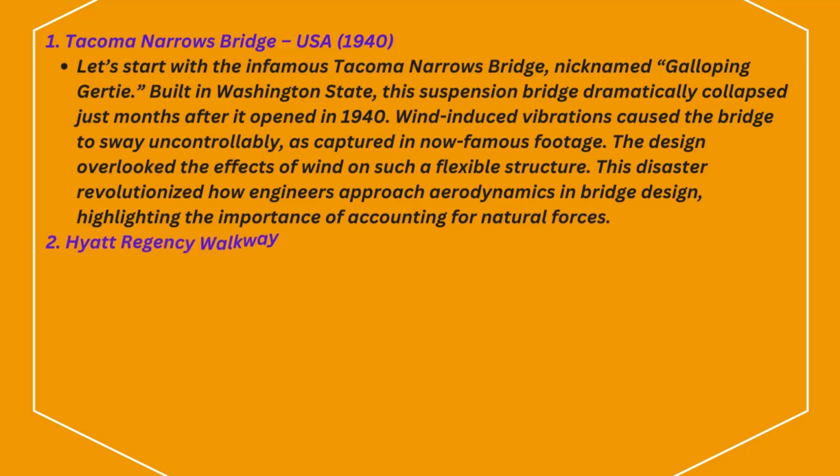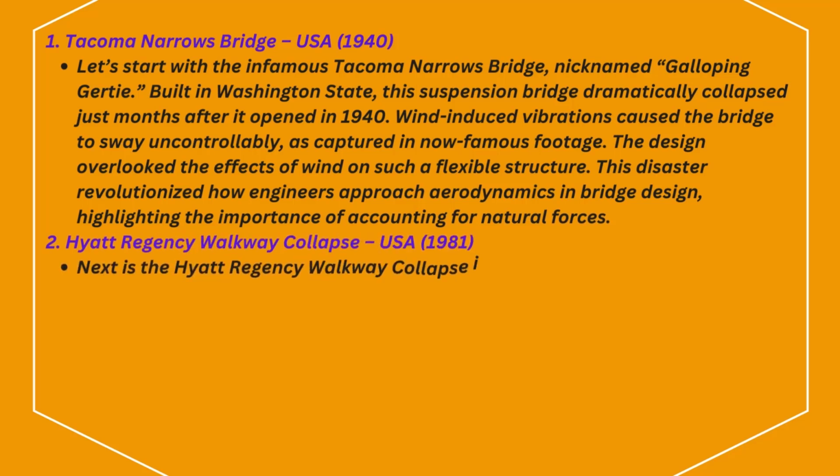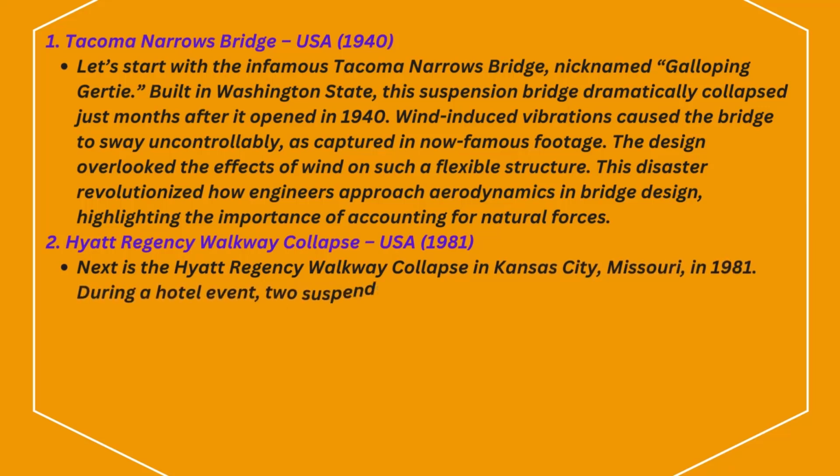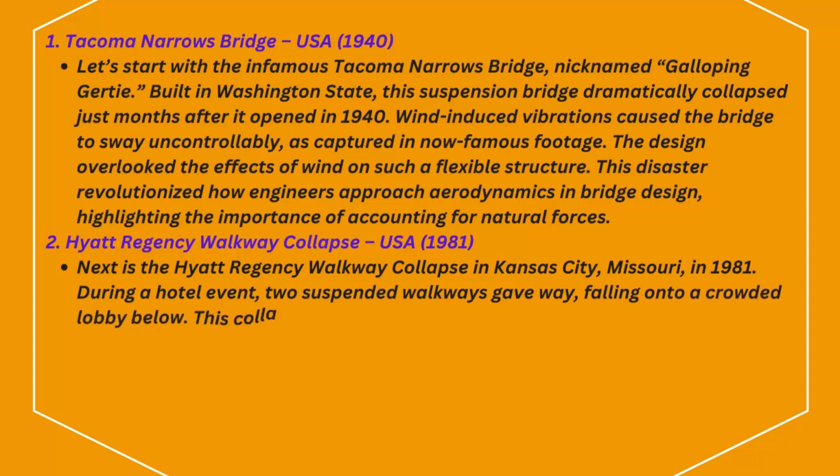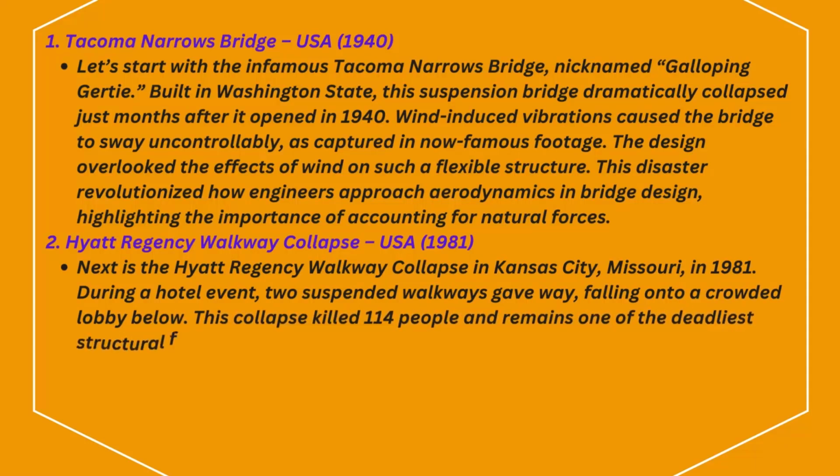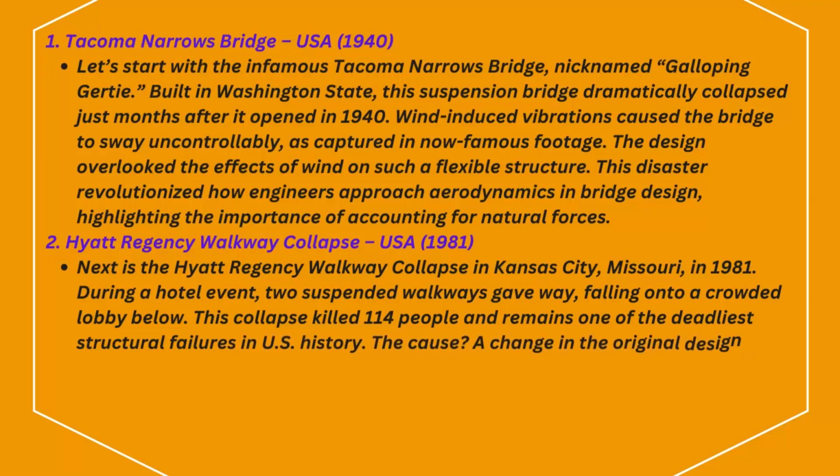2. Hyatt Regency Walkway Collapse, USA, 1981. Next is the Hyatt Regency Walkway collapse in Kansas City, Missouri, in 1981. During a hotel event, 2 suspended walkways gave way, falling onto a crowded lobby below. This collapse killed 114 people and remains one of the deadliest structural failures in U.S.